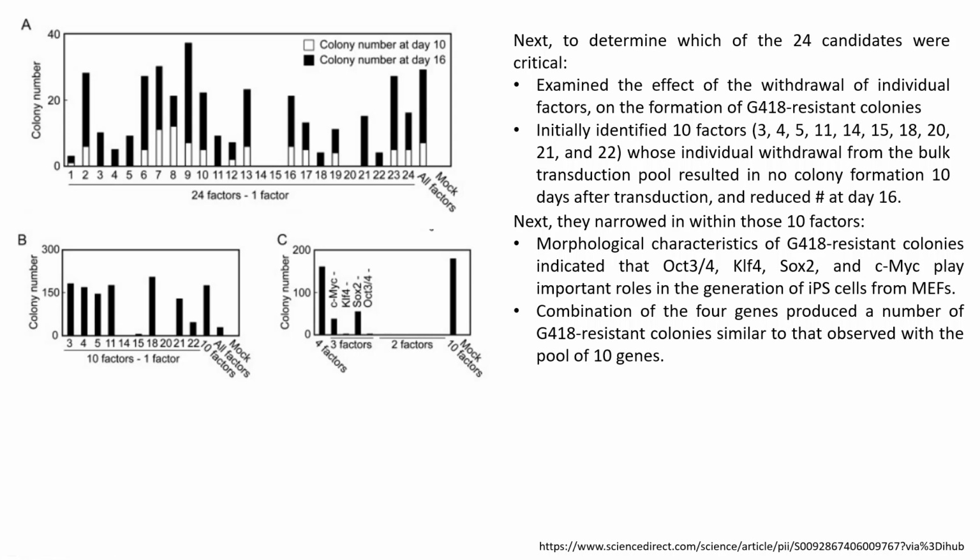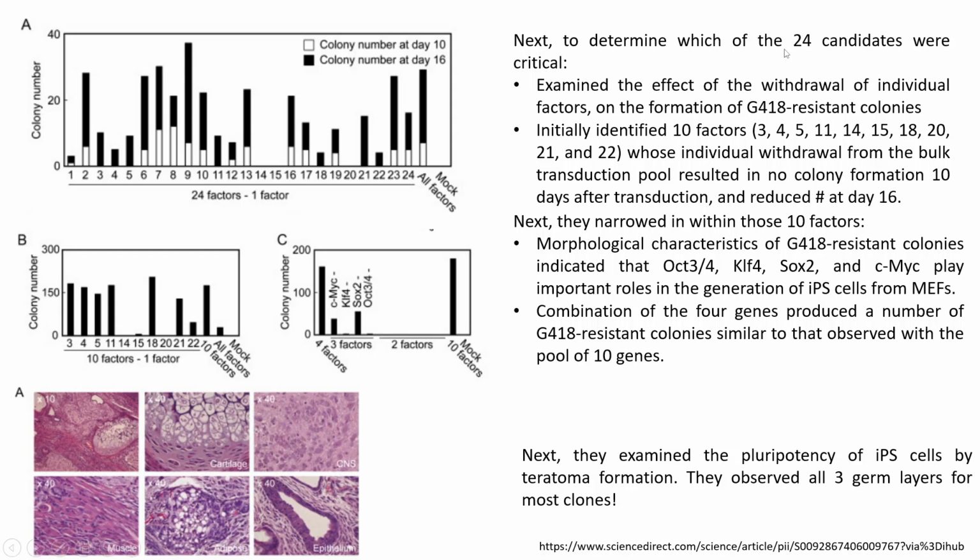Now they've generated iPS cells. That's wonderful. But are these iPS cells actually able to form any tissue that they like? So how did they do that? They examined the pluripotency of these iPS cells by using teratoma formation. Teratoma is basically just a big mass of cells that grows and grows and grows when you have injected something. It's like a solid mass of cells.